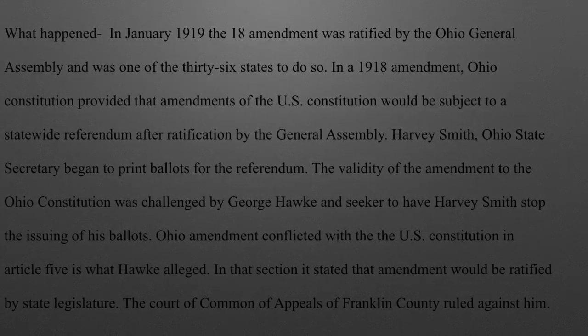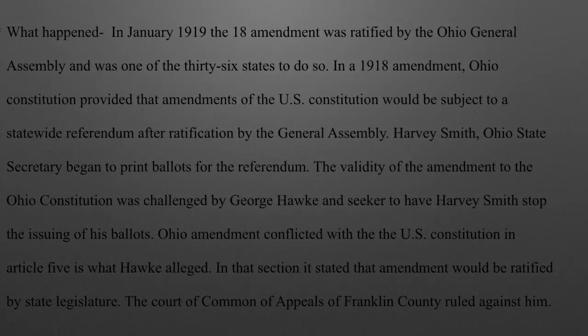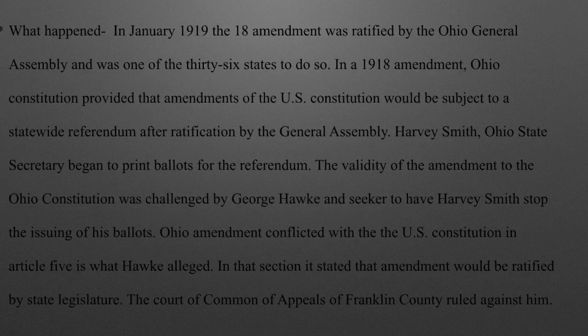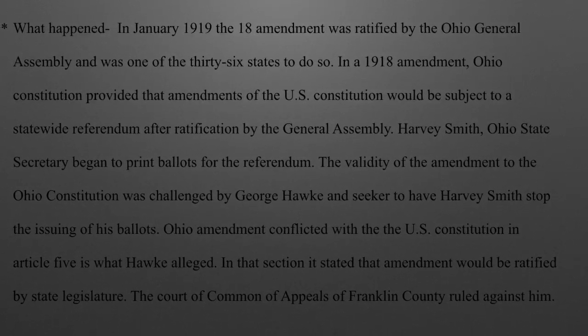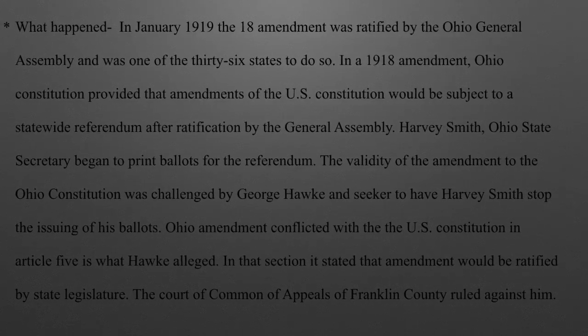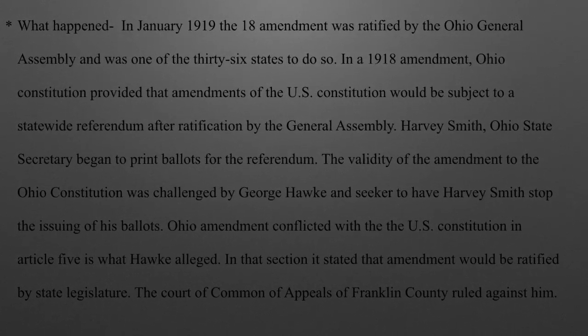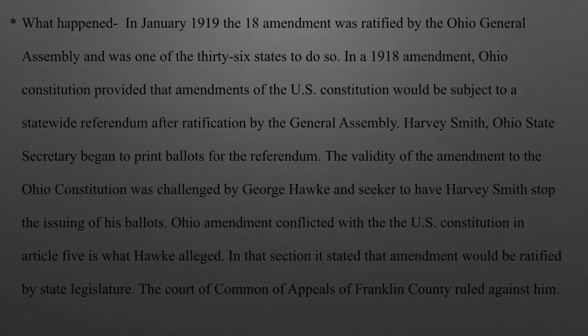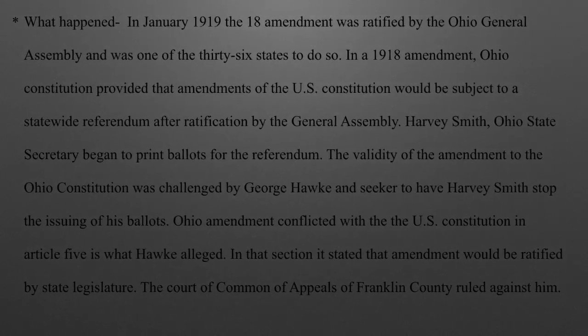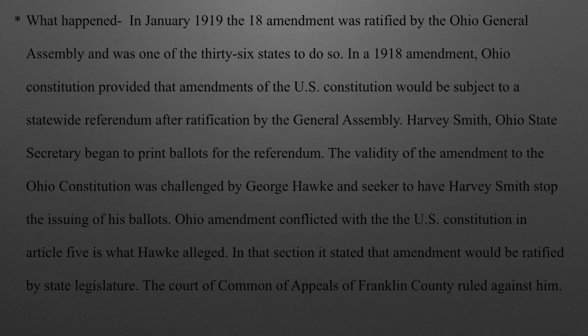In 1918, an amendment to the Ohio Constitution provided that amendments to the U.S. Constitution would be subject to a statewide referendum after ratification by the General Assembly. Harvey Smith, the Ohio Secretary of State, began to print ballots for the referendum. The validity of the amendment to the Ohio State Constitution was challenged by George Hawke, who sought to have Harvey Smith stop issuing his ballots.